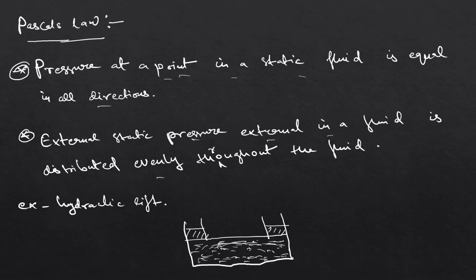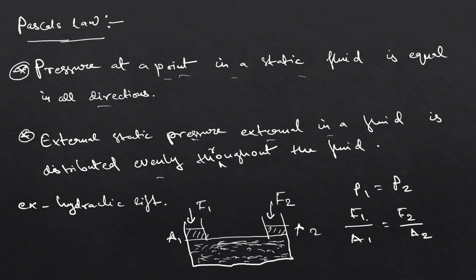So this is known as Pascal's law. Here the force F1 is entering, and here also force F2 is entering. This one is area 2 and this one is area 1. P1 is equal to P2, so force F1 upon area 1 is equal to force F2 upon area 2. Everyone knows that Pascal's law is Px is equal to Py is equal to Pz.